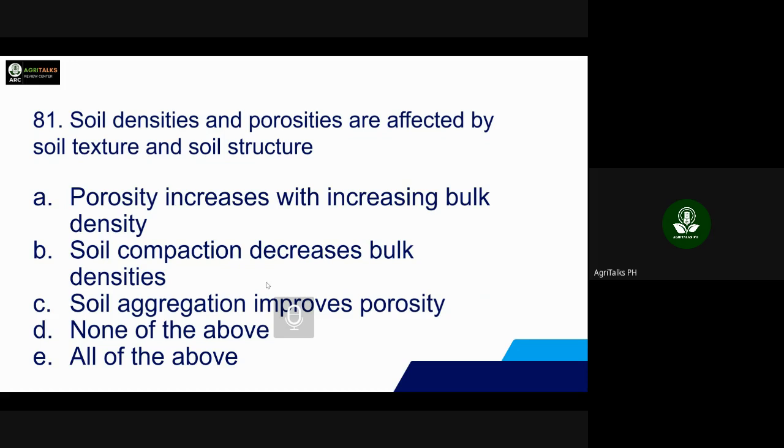Soil densities and porosities are affected by soil texture and soil structure, which is correct. Porosity increases with increase of bulk density. That's wrong. Soil compaction decreases bulk density. That's wrong. Again, soil compaction will increase bulk densities. Letter C, soil aggregation improves porosity. That's correct. So the correct answer is letter C, because when the soil becomes aggregated, the more spaces or the larger spaces it will create.